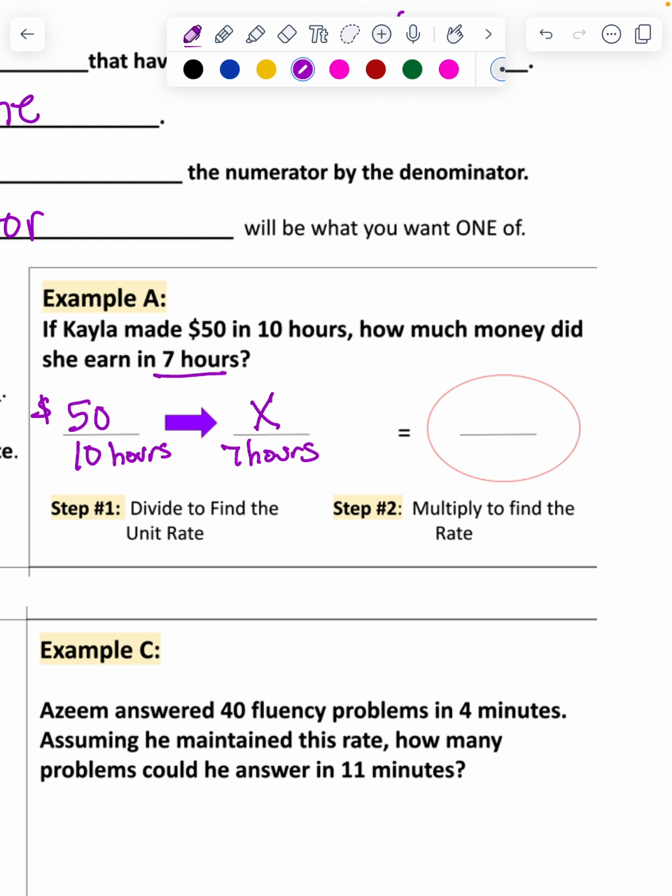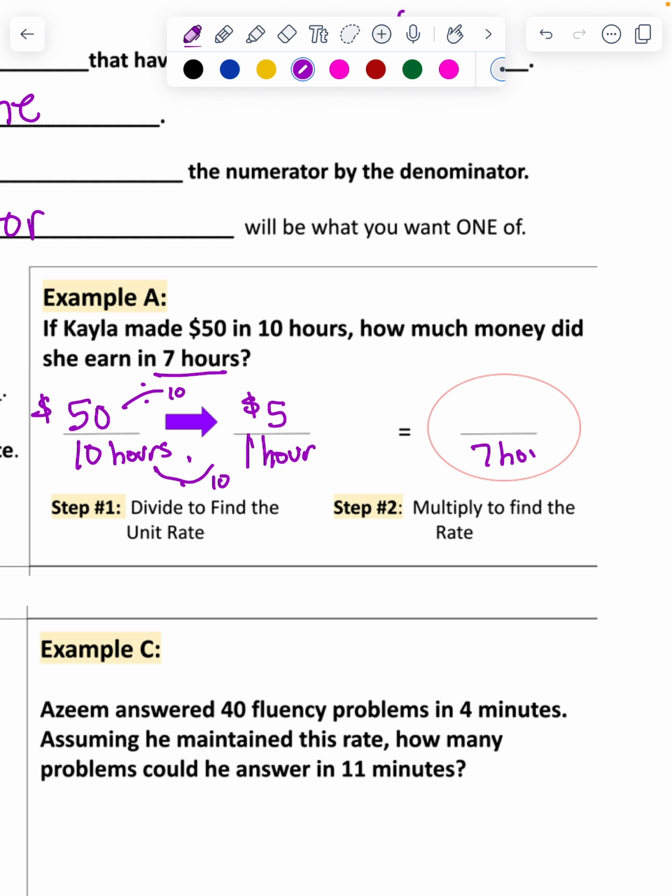So if I want to find my unit rate, instead of finding the proportion, I can find out how much I earn for 1 hour. If I divide by 10 and divide by 10, I get $5 per 1 hour. And then if I want 7 hours, I can multiply by 7 and multiply by 7 to get $35. That is another way to solve proportions.